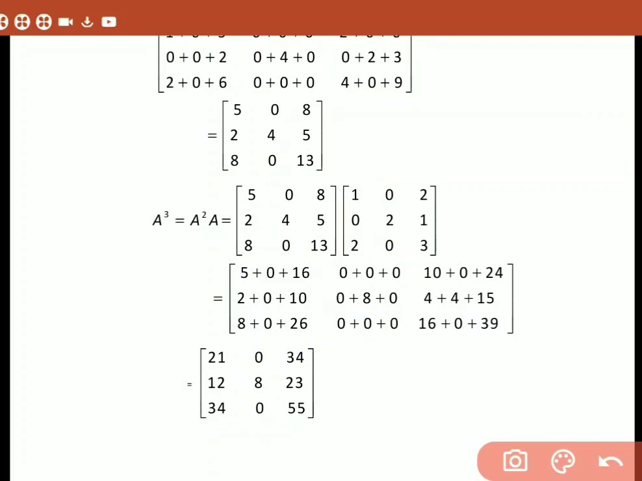This one. Third row into second column. Corresponding elements: 8 into 0 is 0, 0 into 2 is 0, 13 into 0 is 0. And lastly, with third column you have to multiply. That is 8 into 2 is 16, plus 0 into 1 is 0, 13 into 3 is 39. After simplification you will get this: 21 0 34, 12 8 23, 34 0 55. This is A cube.